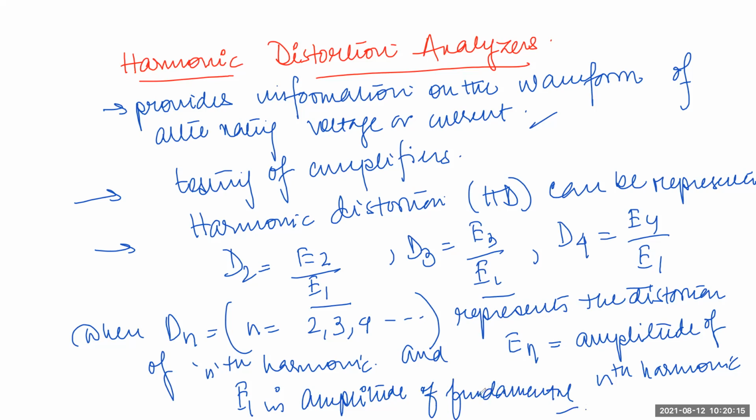This is actually the harmonic distortion analyzer. These are all the formulas we have to keep in mind. Harmonic distortion can be represented as D2, D3, D4, where Dn represents the distortion of the nth harmonic, En is the amplitude of the nth harmonic, and E1 is the amplitude of the fundamental. Now I will move on to total harmonic distortion and distortion factors.